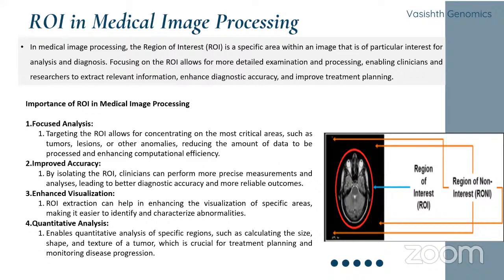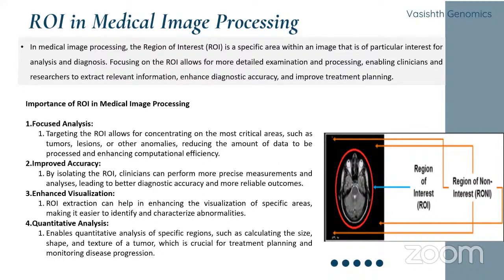In medical image processing, the region of interest is a specific area within the image that is of particular interest for analysis and diagnosis. Focusing on the ROI allows for more detailed examination and processing, enabling clinicians and researchers to extract relevant information, enhance diagnostic accuracy, and improve treatment planning.